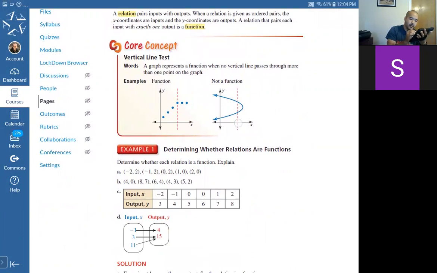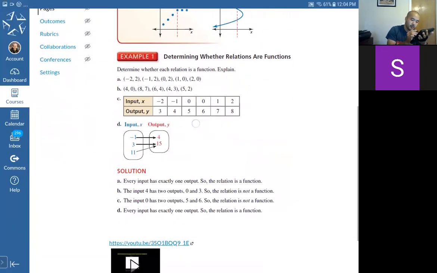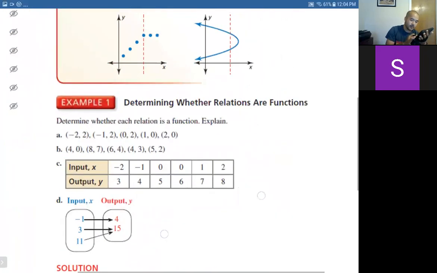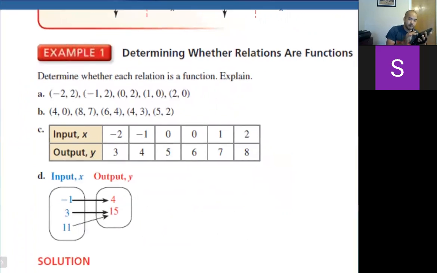So here, like this x value has 2 points, has 2 outputs. This input has 2 outputs. But everywhere here, all of these inputs just have 1 output. So like these examples, just run through these real quick. Your input -2 has 1 output, -1 has 1 output. All of those just have 1 output.